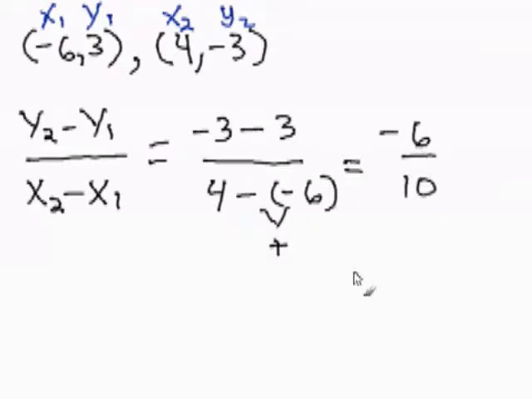-6 over 10 can be reduced by 2 to get 3 over 5. Then we bring the negative down, and our slope is -3 over 5. And this completes our problem.